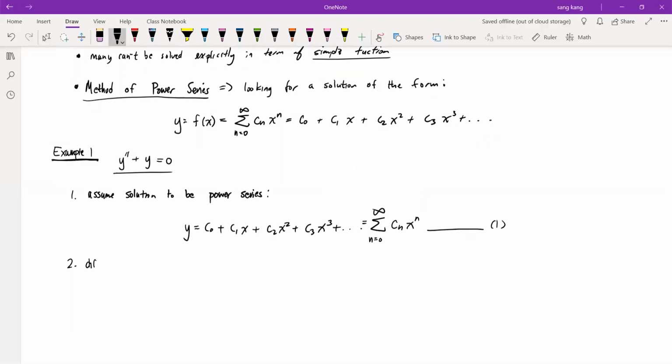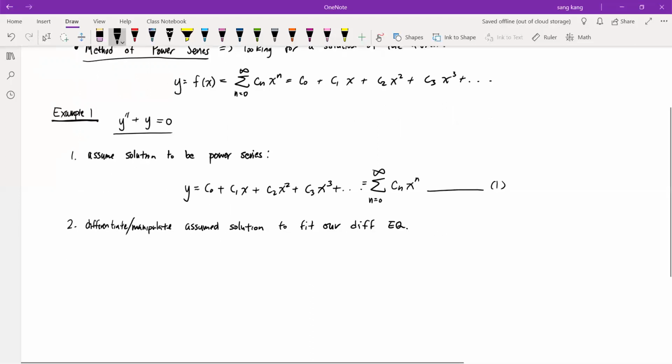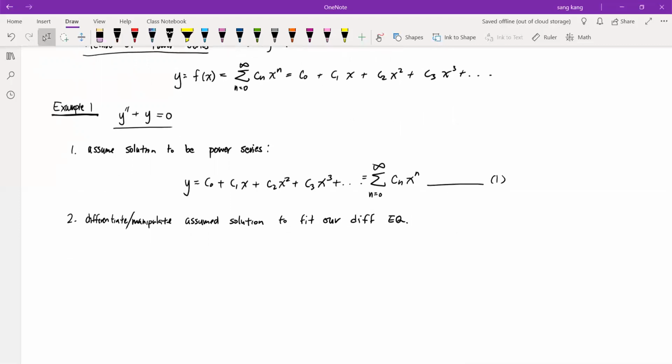Okay, step 2. Let's differentiate or manipulate our assumed solution to fit our differential equation. Obviously, we need to differentiate, but we may need the first derivative or the second derivative, so we're going to do however many derivatives we need to fit our differential equation.